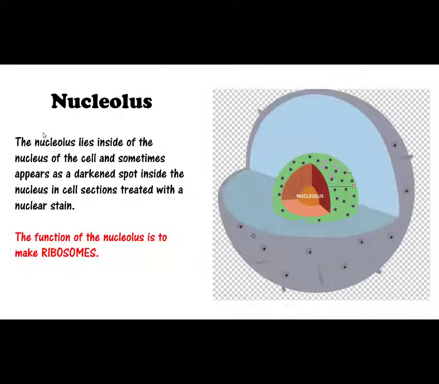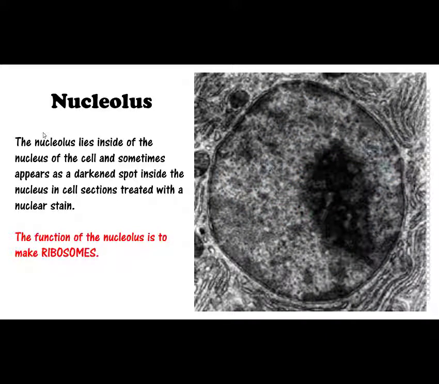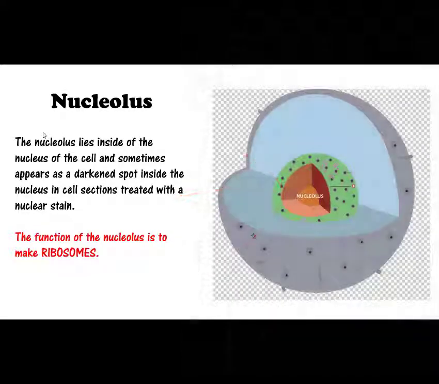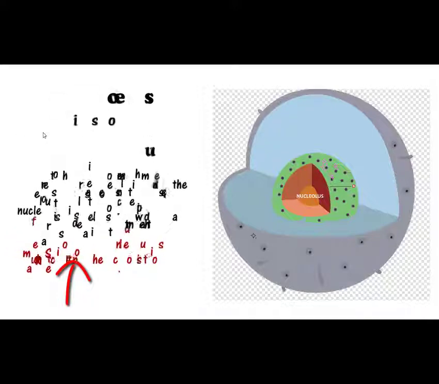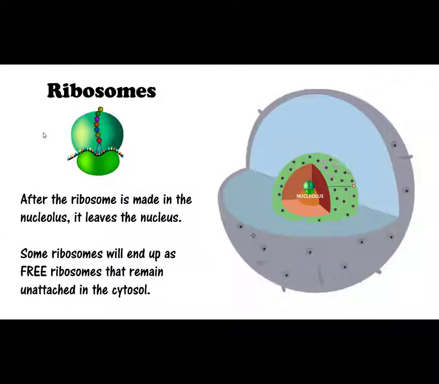The nucleolus lies inside of the nucleus of the cell and sometimes appears as a darkened spot inside the nucleus in cell sections treated with a nuclear stain. The function of the nucleolus is to make ribosomes. After the ribosome is made in the nucleolus, it leaves the nucleus.